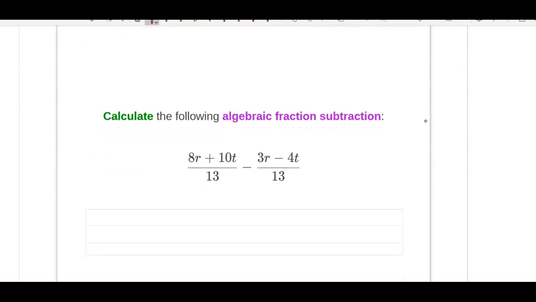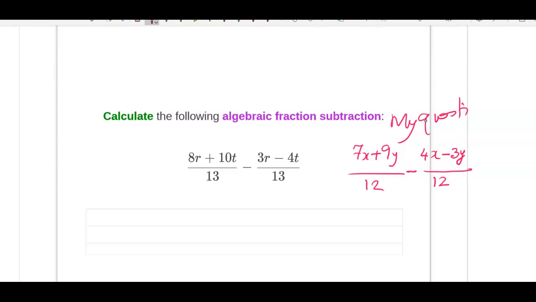Okay, let's say 7x plus 9y over 12 minus 4x minus 3y, and then 12. This is my question. I'm not going to solve this. Okay, so now you should be able to prompt me.